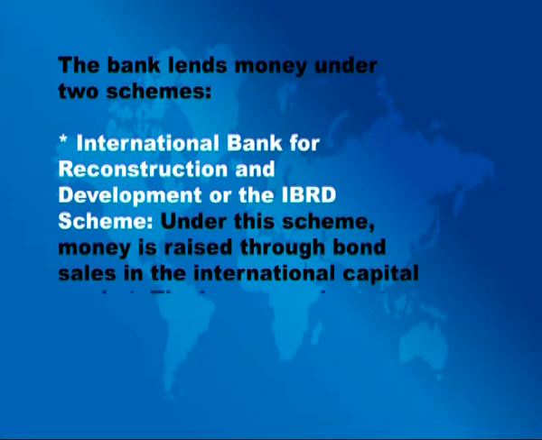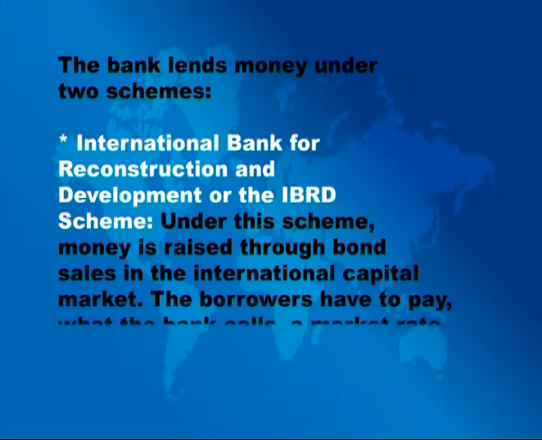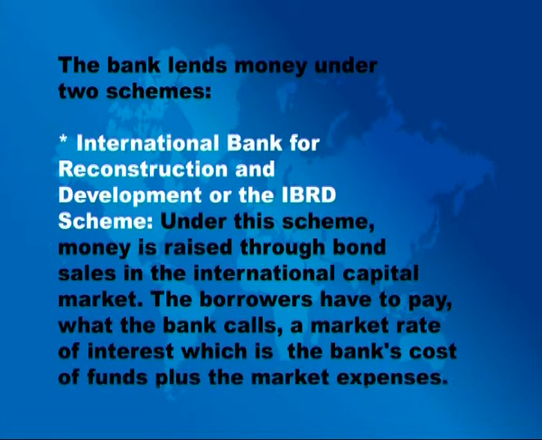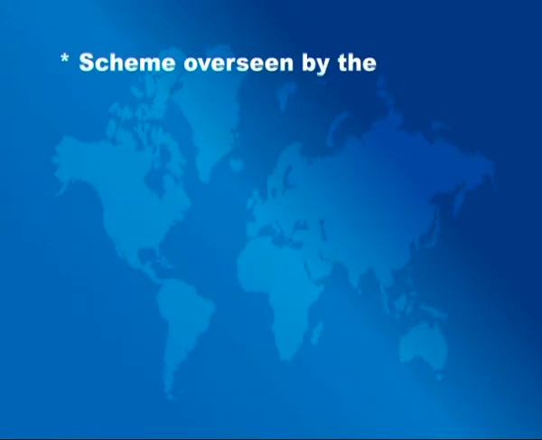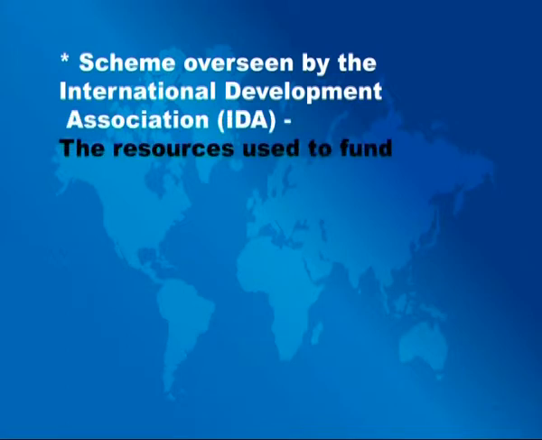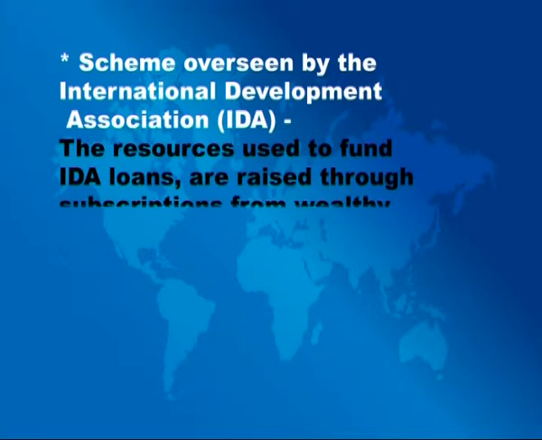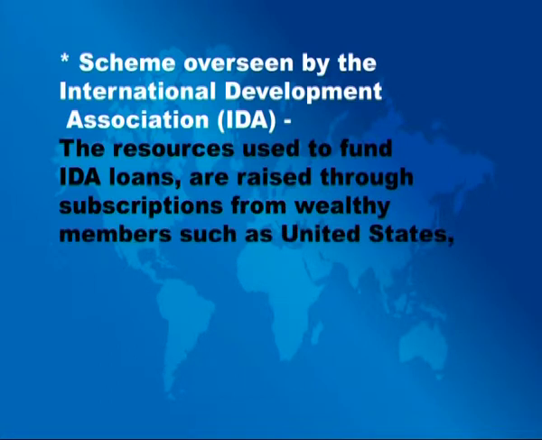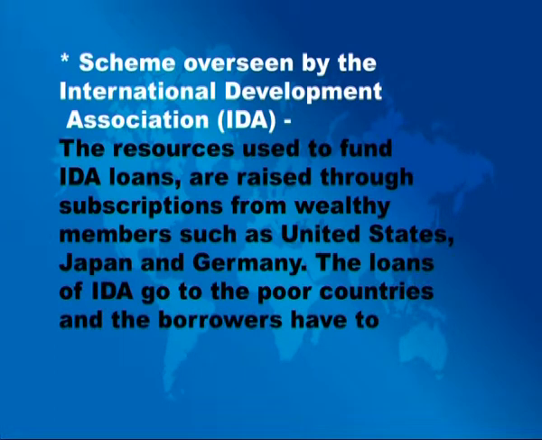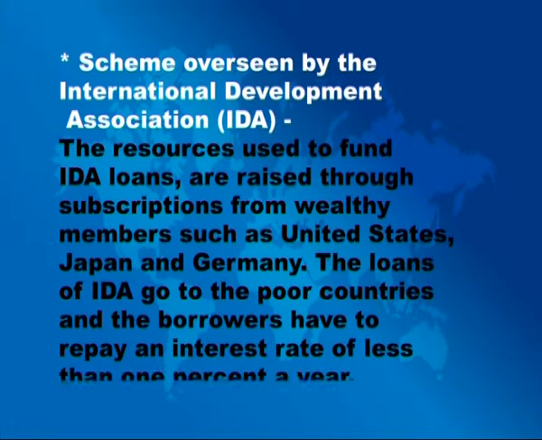The borrowers have to pay what the bank calls the market rate of interest, which is the bank's cost of funds plus the market expenses. The second scheme is overseen by the International Development Association, or the IDA. The resources used to fund IDA loans are raised through subscriptions from wealthy members such as the United States, Japan and Germany, and the loans of the IDA go to the poorer countries, as the borrowers have to repay interest on loans of less than 1% a year. Grants and interest-free loans are provided to the poorest nations.